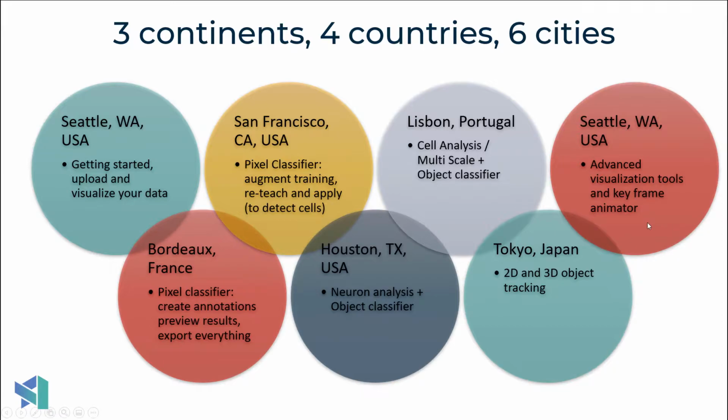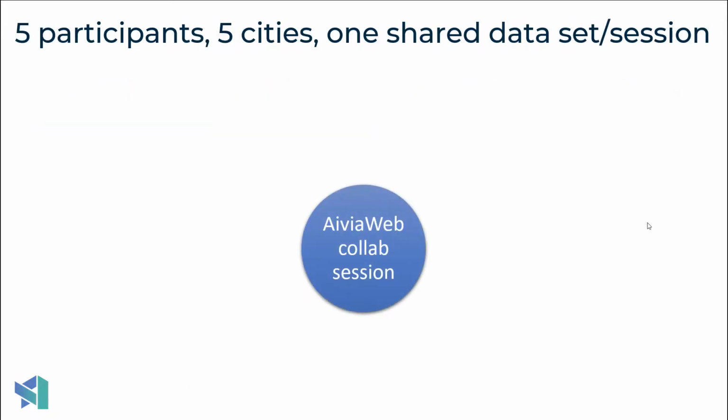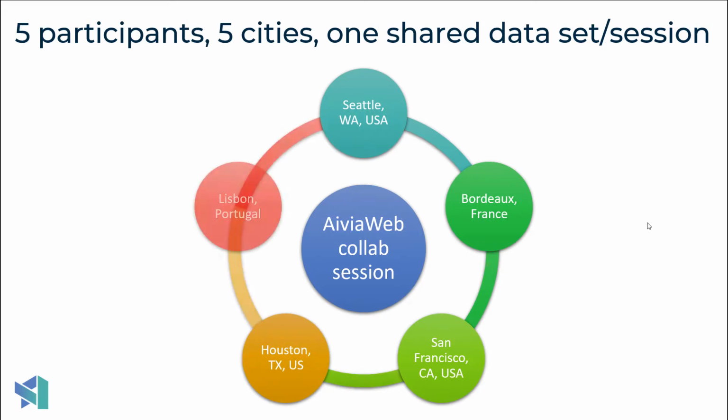The next demo is a joint one. So we will have 5 people joining the same Aivia Web session from different cities, so 5 cities, and we'll be looking at the same data set and interacting with the same data set and doing some image analysis, discussing it, and then doing a video at the end to illustrate some of the analysis that we've just done. And these are the cities that are going to participate.